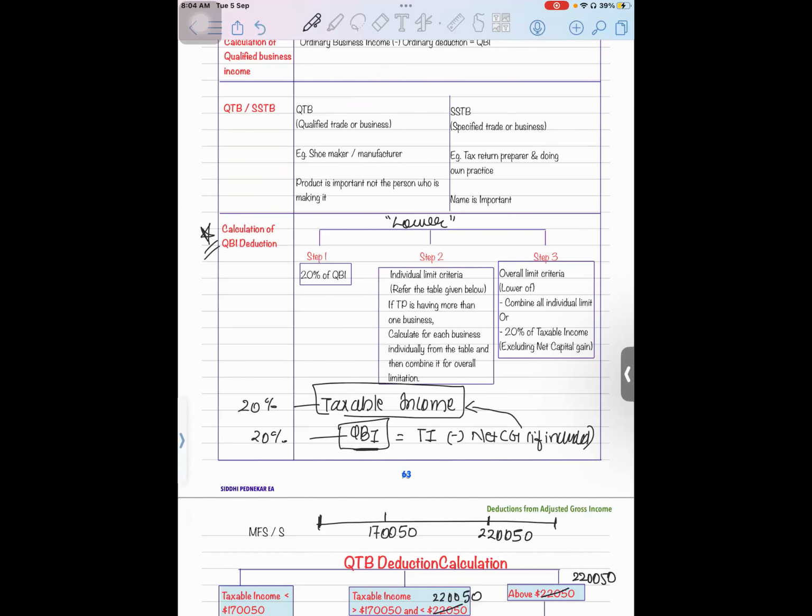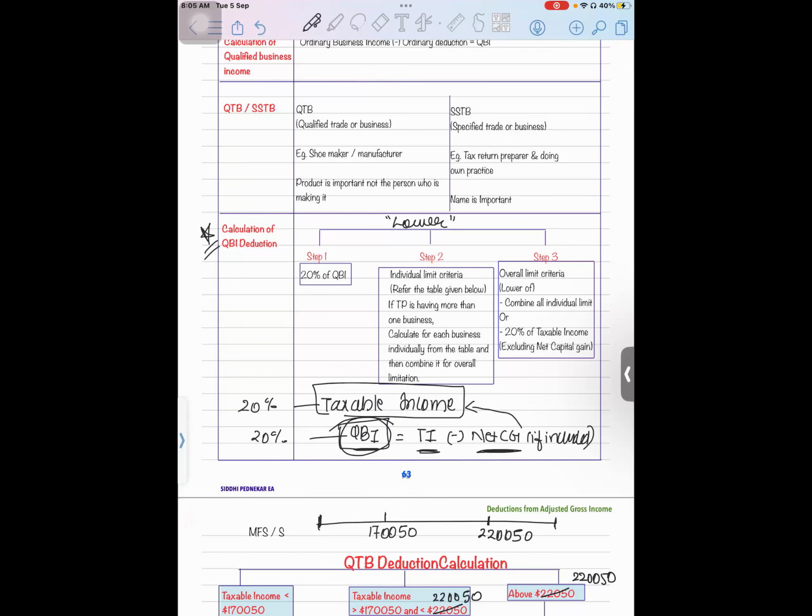So total taxable income, we are clear. QBI is just related to your business. Sometimes they will give you total taxable income and also a net capital gain in the question. You have to reduce this net capital gain from the total taxable income, and you will get the QBI, qualified business income. Only the share of your business income is your qualified business income.